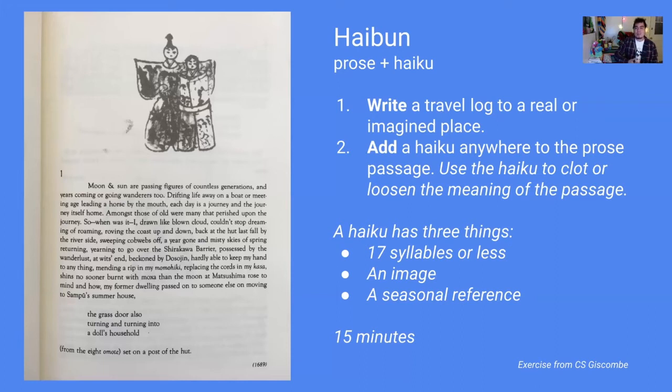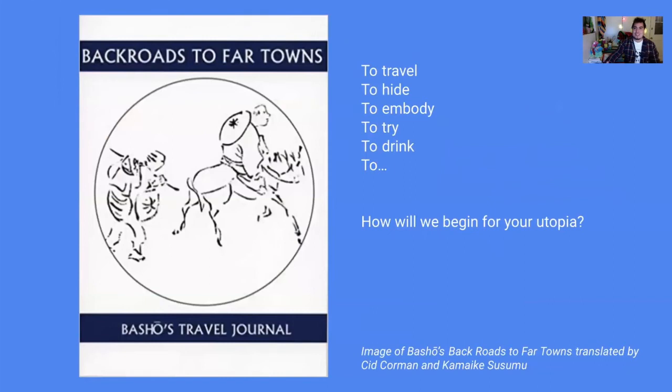And so this is your second prompt, imagining going to the place that you drew on your map. That's the second of three. Take as long as you want for this. You can turn it into a whole book of haibuns, as Basho did in his wonderful book, Backroads to Far Towns, which I encourage you all to read. In fact, when I was assigned this book in C.S. Giscombe's class, by the end of reading it, I knew that I wanted to become a poet. This was the book by a non-living poet that made me want to become a poet.